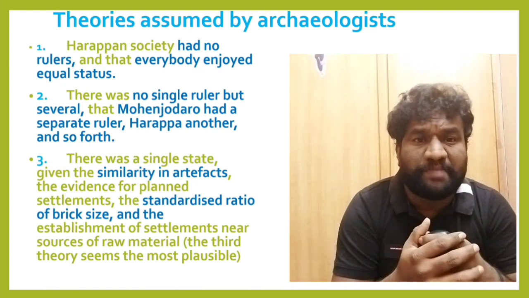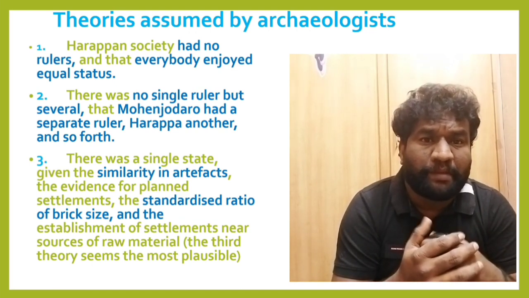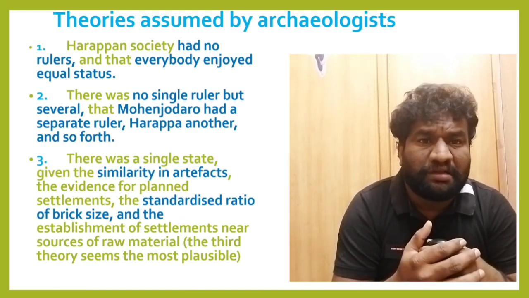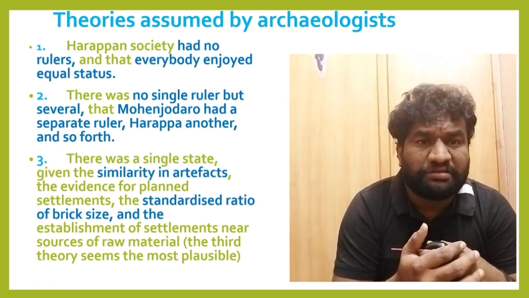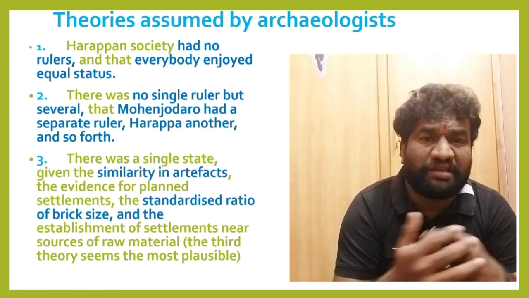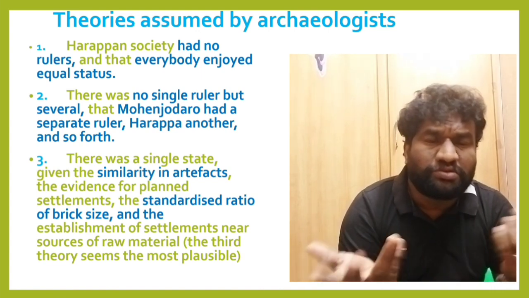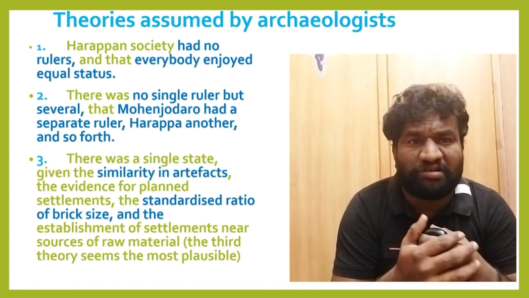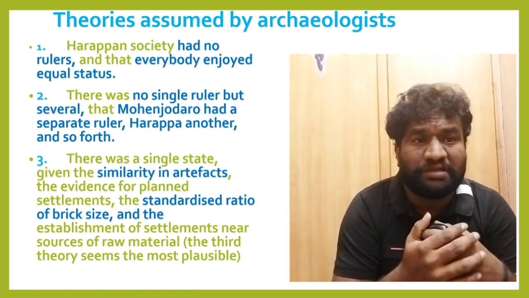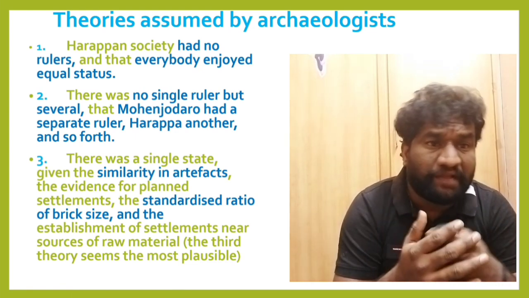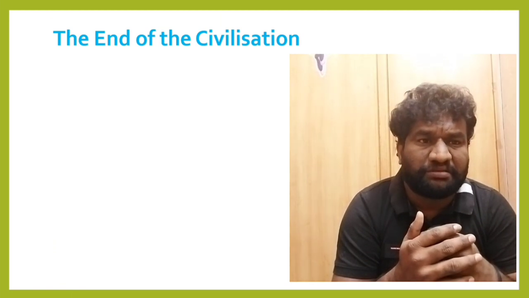Some archaeologists mention that it was a single state, with the whole Harappan civilization ruled by a single ruler, because of the similarities in artifacts, the well-planned settlements across the whole civilization, and the standardized ratio of brick size. Everything suggests it might have been ruled by one. But there are also different concepts: some mention no rulers, and that everybody enjoyed equal status. Next, what is the reason for the end of the civilization? That's important.